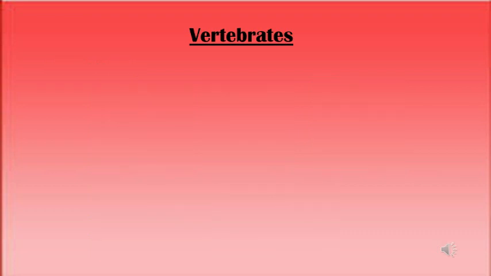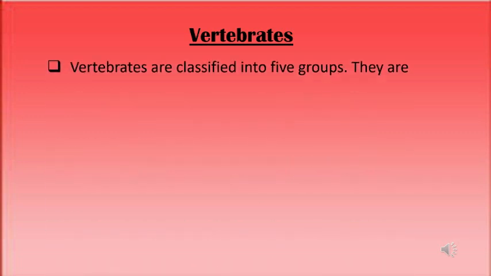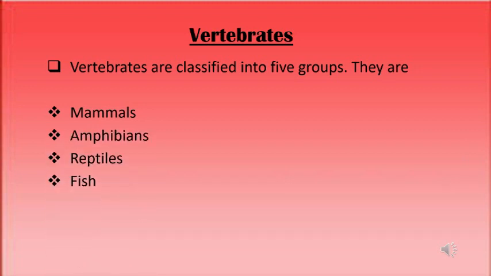Students, do you know that vertebrates are classified into five main groups? Do you know what they are? They are mammals, amphibians, reptiles, fish, and birds.